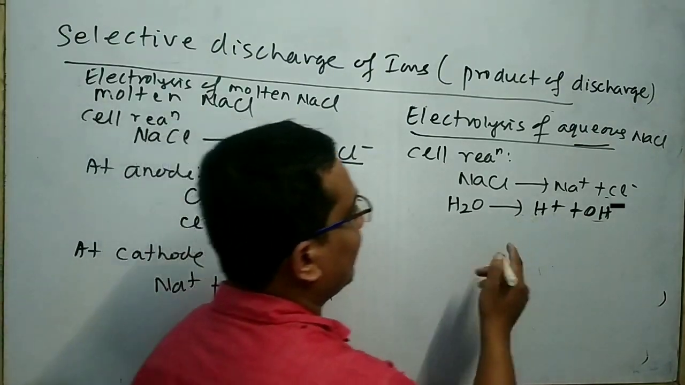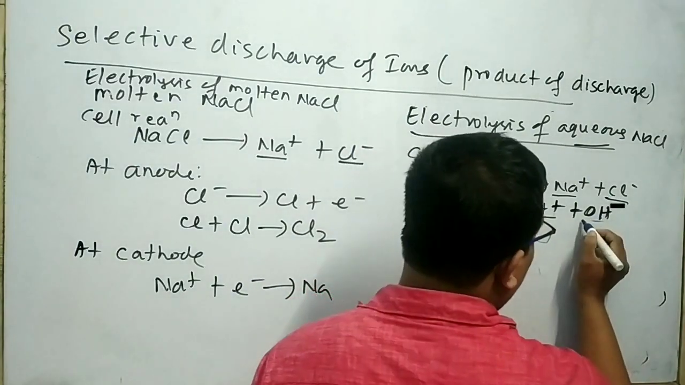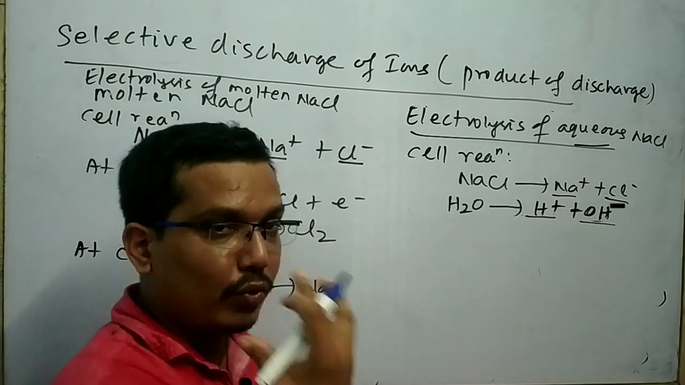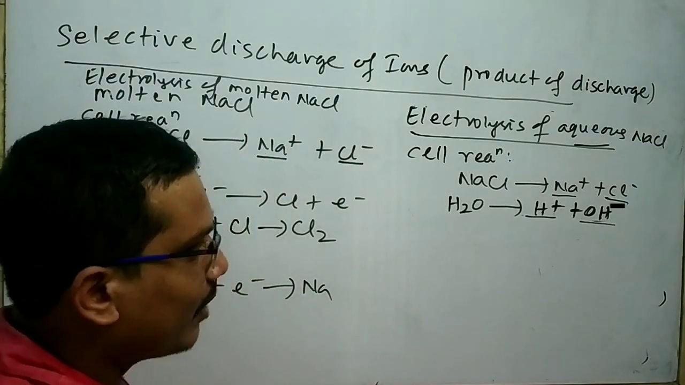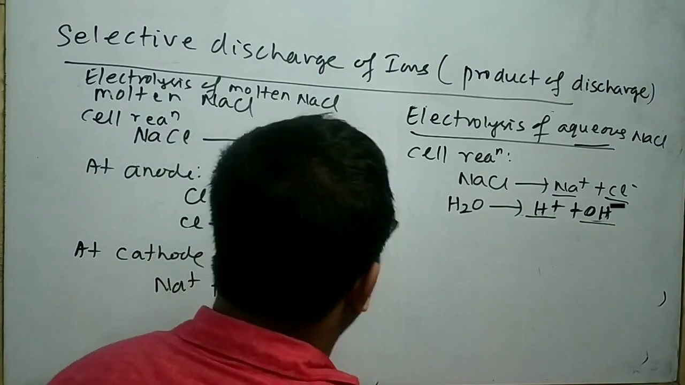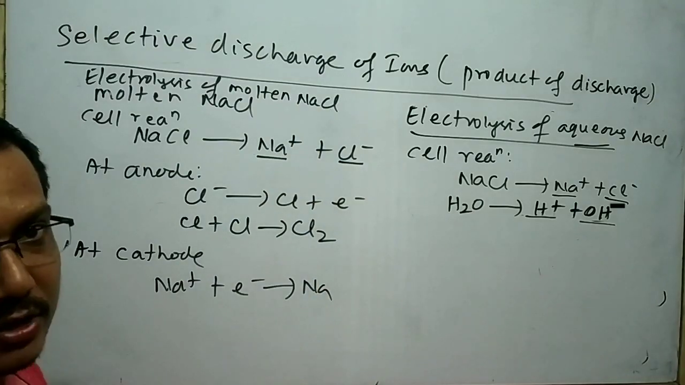But look at that. In this case, 2 cations are present, and also 2 anions are present. Then a question will arise: which cation goes to the cathode first, and which anion goes to the anode first? This can be explained with the help of selective discharge of ions.